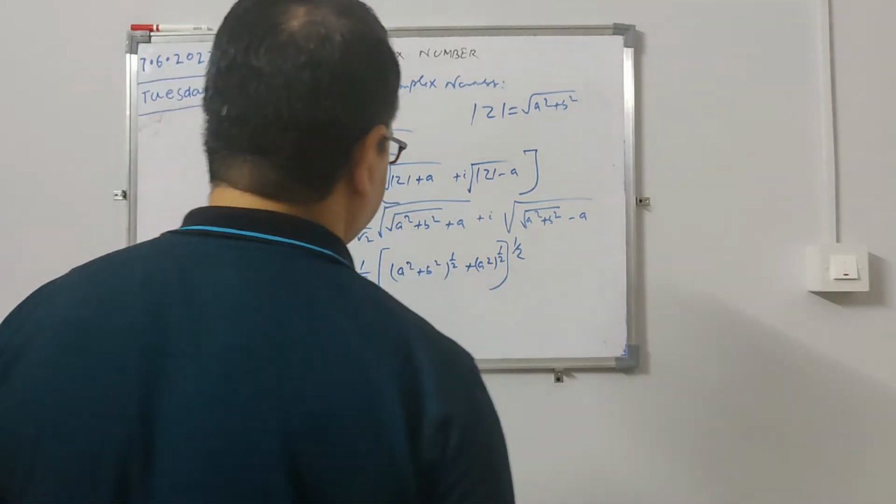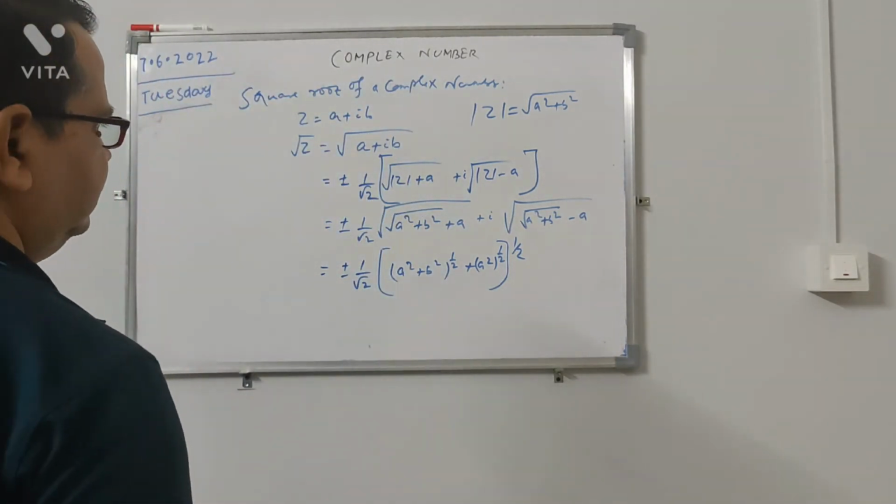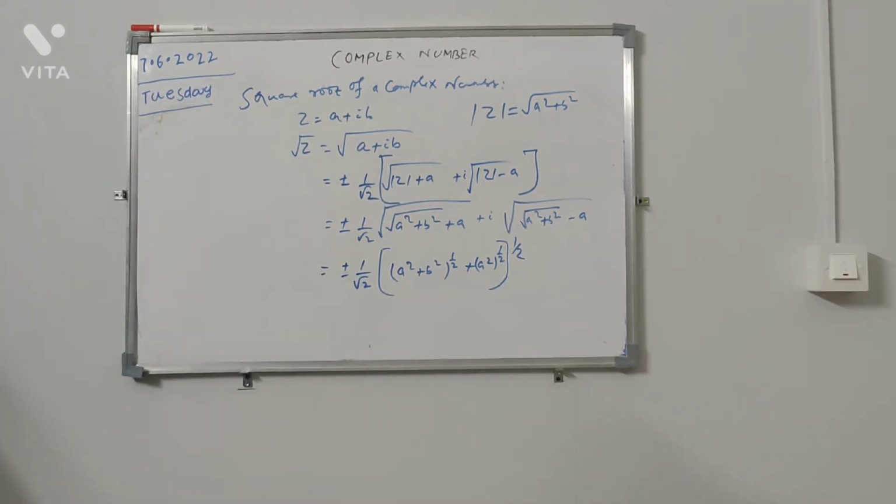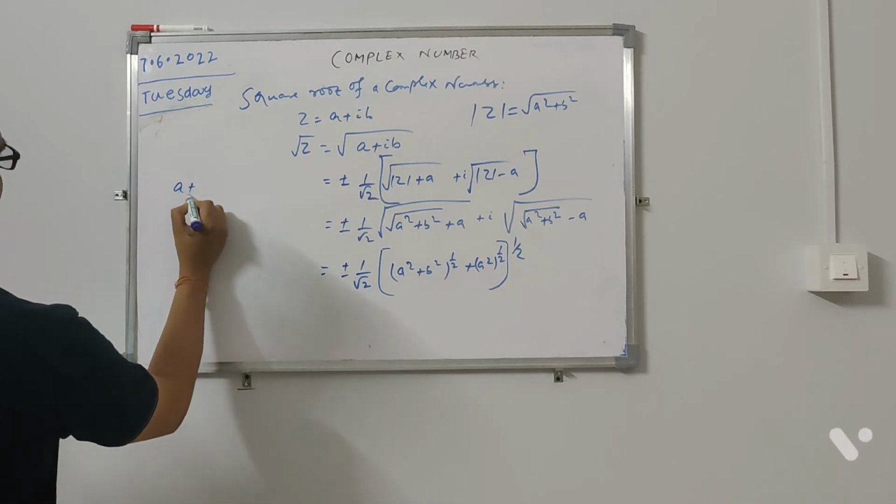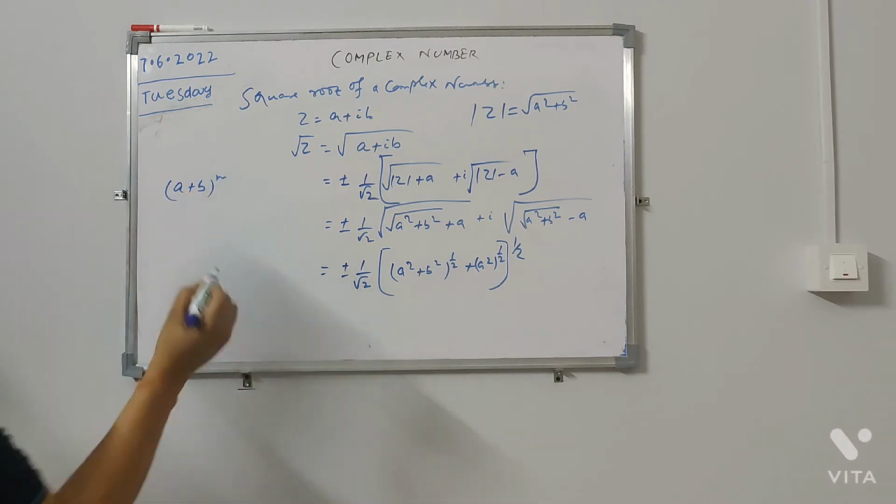A power m plus a power n is equal to... no, that we can't. Is (a plus b) to the power m equal to a to the power m plus b to the power m? No, no. I am just putting a plus b to the power m. That is not a to the power m plus b to the power m.